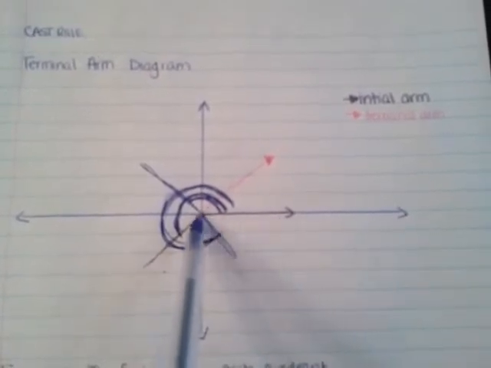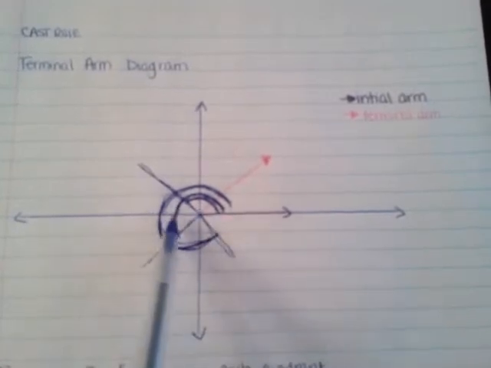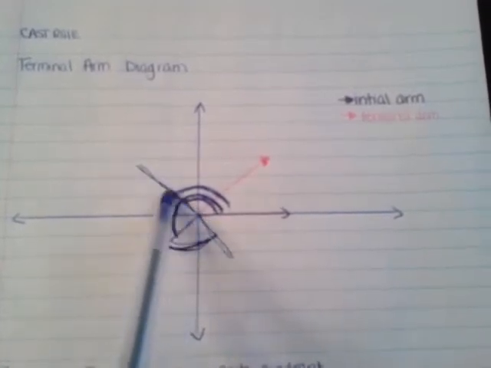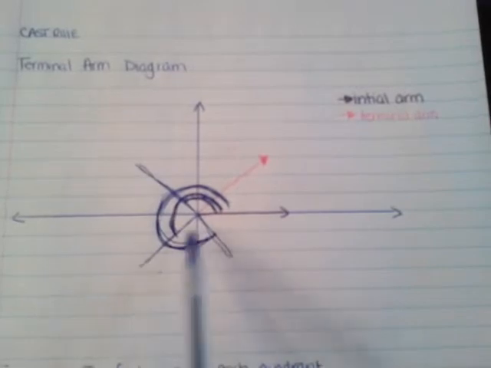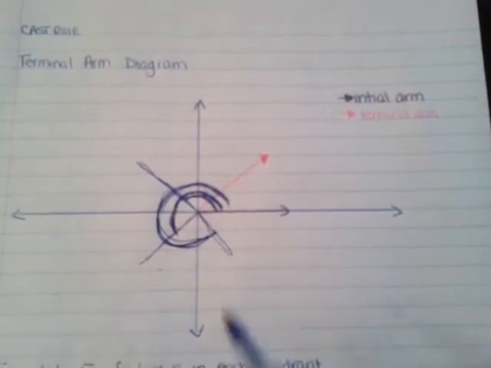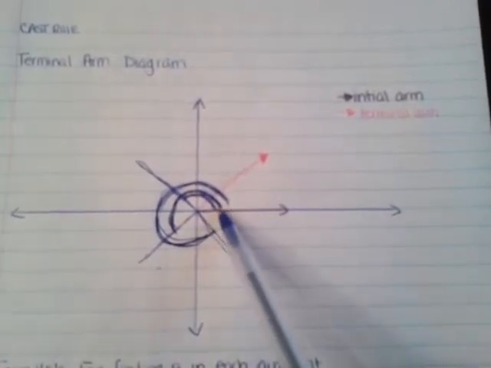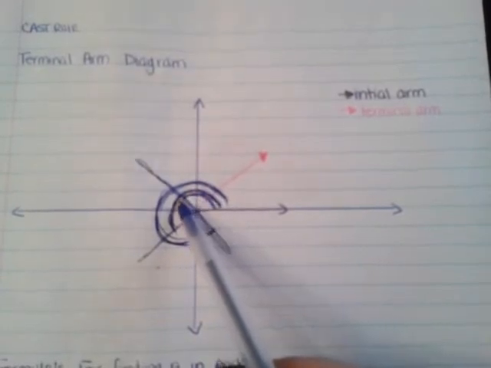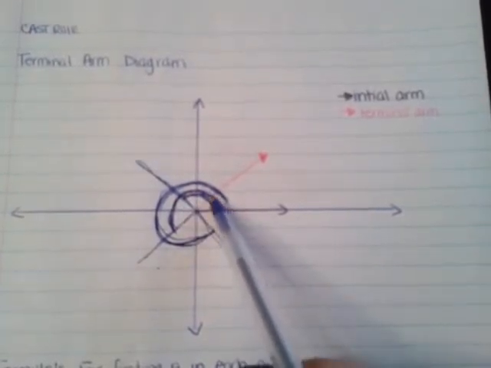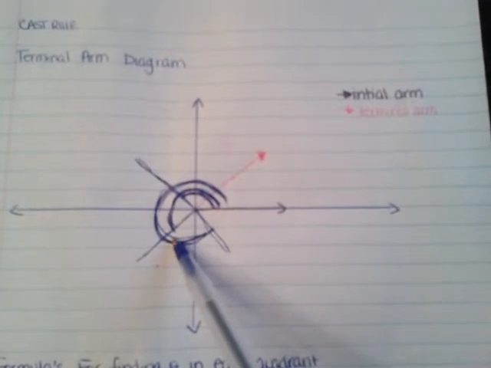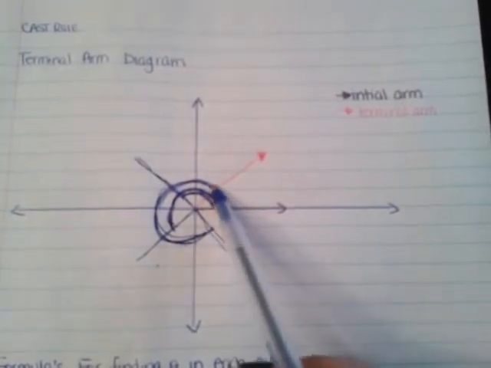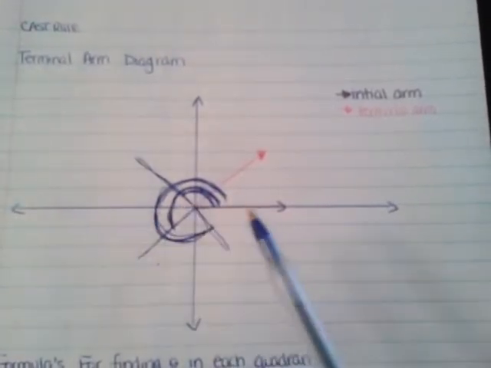arm. Whenever we have to draw a terminal arm greater than 90 degrees, we do it out from here or from here or from here, and the angle that we'd be looking for in quadrant 2 would be from here all the way up to here. Or for quadrant 3, from here all the way up to here. Or for quadrant 4, from here all the way up to here.